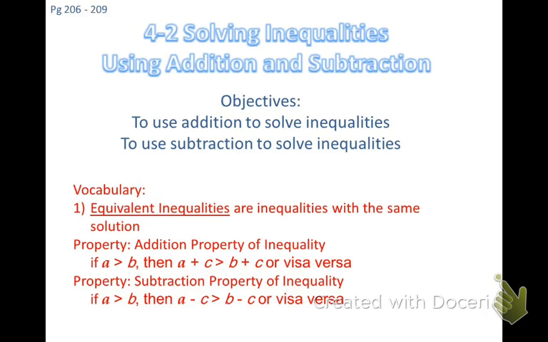Properties. Addition property of inequality: you can add the same number to both sides and you will get a proper answer. Subtraction property of inequalities: you subtract the same number from both sides and you'll be able to find the answer.